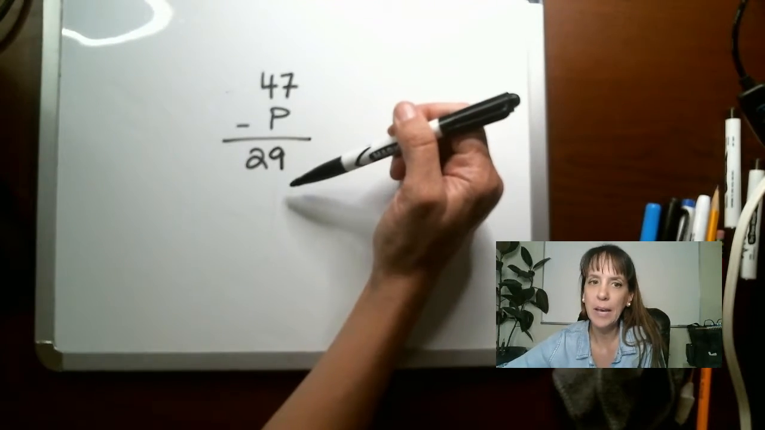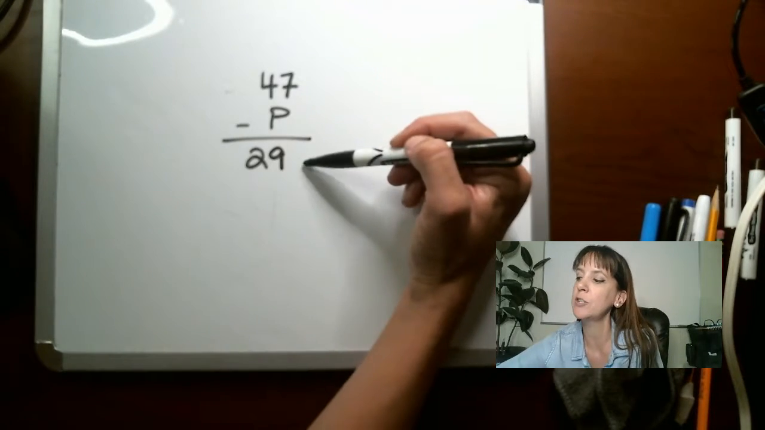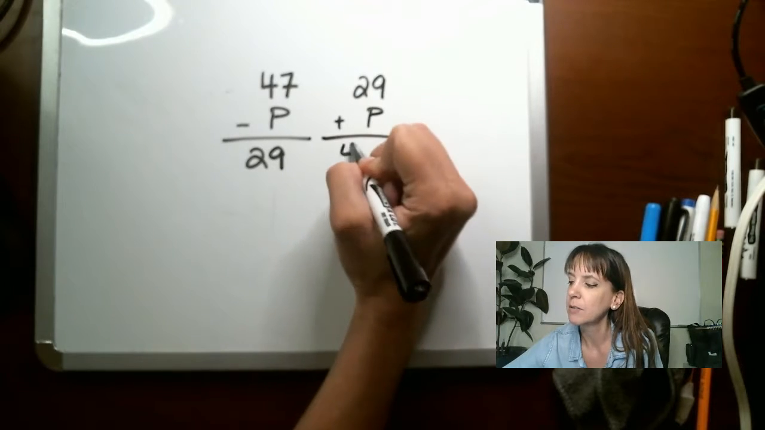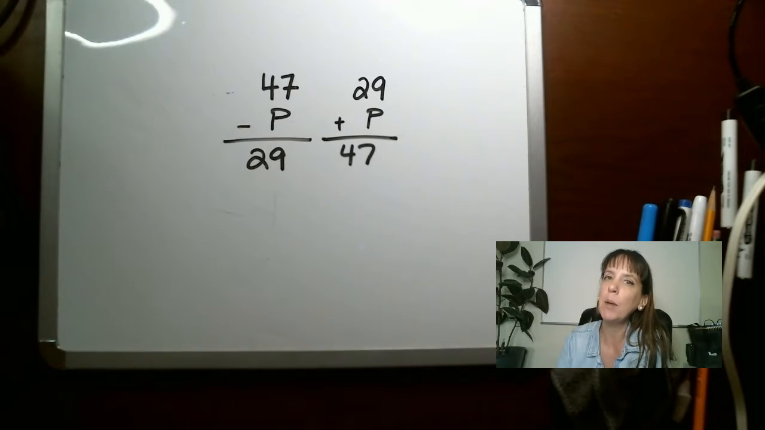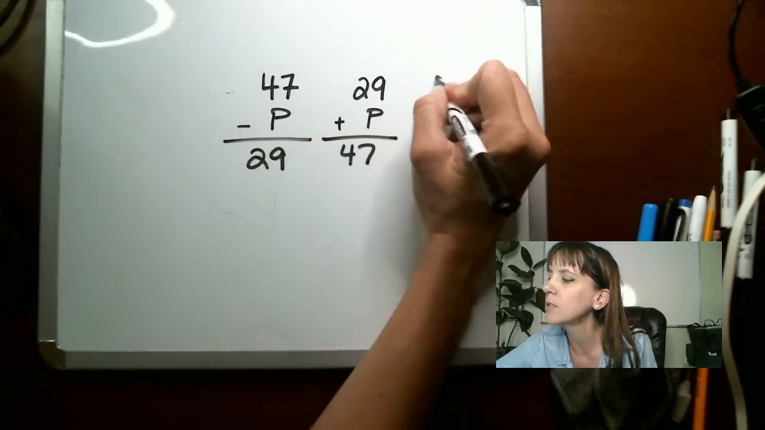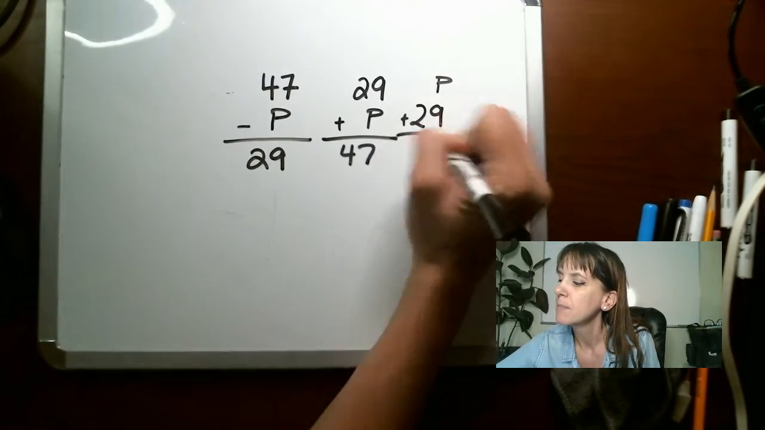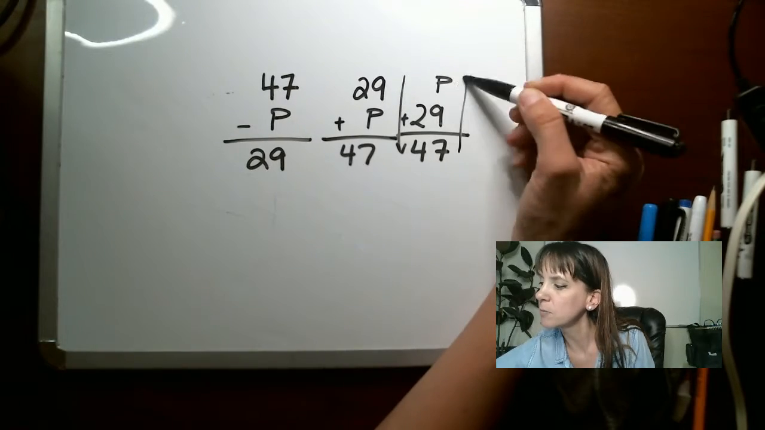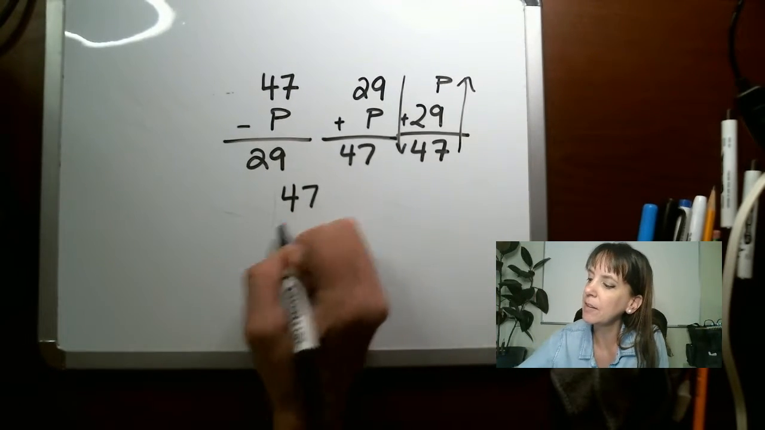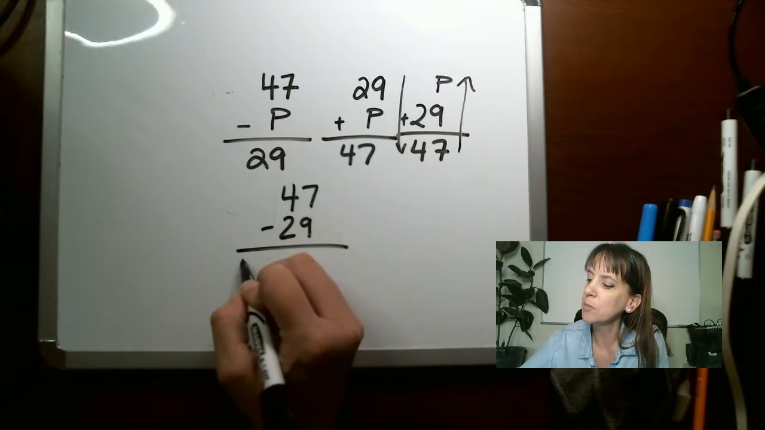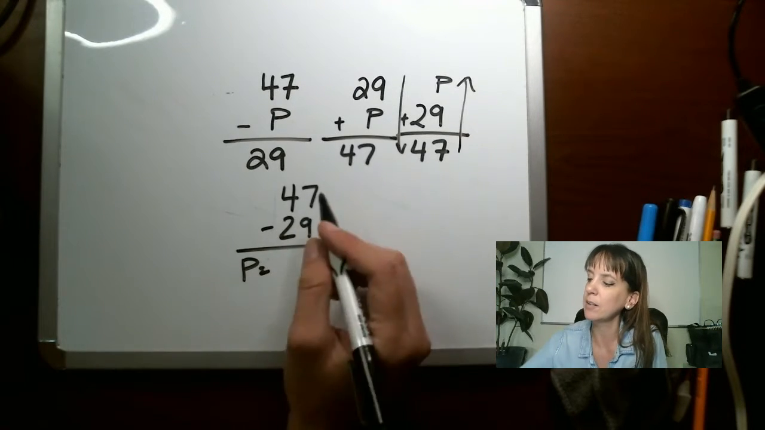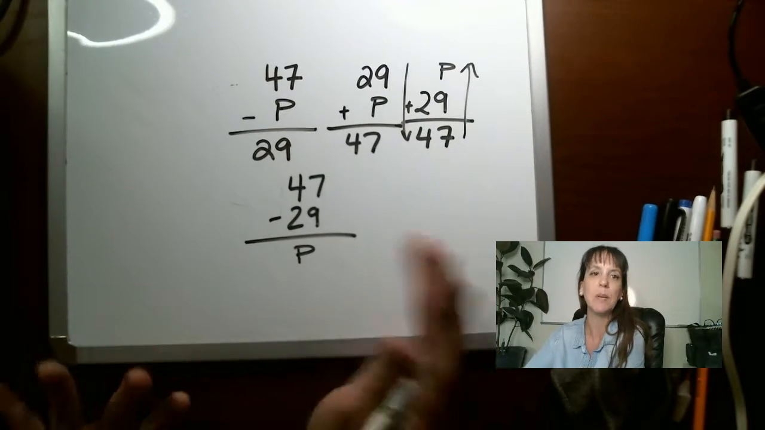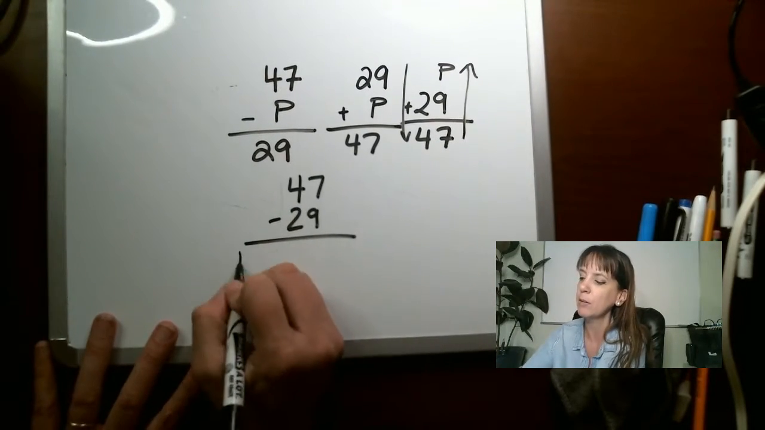So here we have subtraction. If we subtract in this direction, we can add in this direction, which gives us 29 plus P equals 47. That doesn't really help us, but we know the commutative property. Let's go ahead and swap those around. P plus 29 equals 47. Now, because we're adding in this direction, we can subtract in this direction. We get 47 minus 29 equals P. I should explain that a little further. Because we know that this is going to work, I'm just moving that P over.